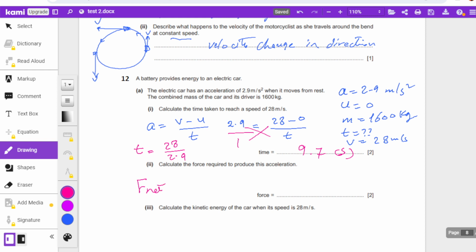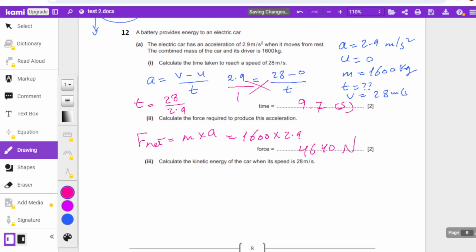Calculate the force required to produce this acceleration. F net equal mass multiply acceleration. Mass is given, 1600, multiply acceleration, which is 2.9. So the force will be 1600 multiply 2.9. So it will be 4640 Newton.